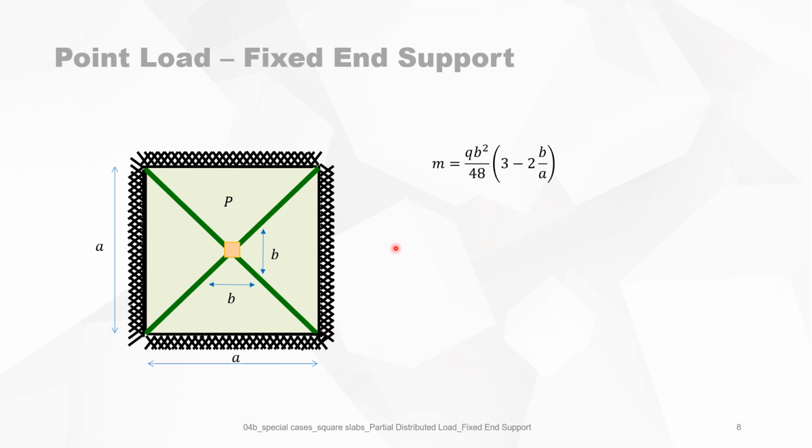Looking at the point load, then we can use the general formula of partially loaded by making the total load equal to QB squared. So it's like there is a very small b here. And replacing this in this formula, you find this expression, and taking the limit for b going to 0 gives you P over 16.